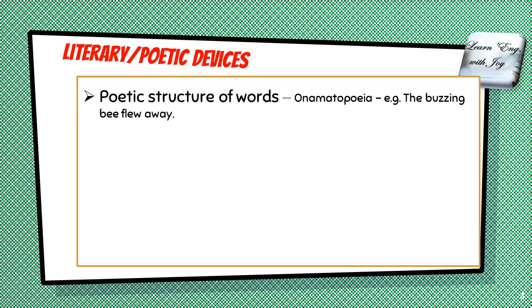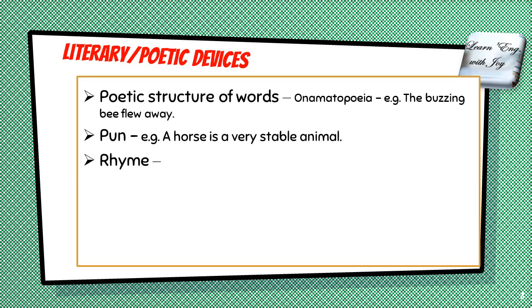Now continuing with the literary or poetic devices, let's move forward. Poets use a specific structure of words. For example, onomatopoeia, where the words refer to a particular sound. Then you have the pun, which is actually a word which has more than one meaning. This is used to create humor.